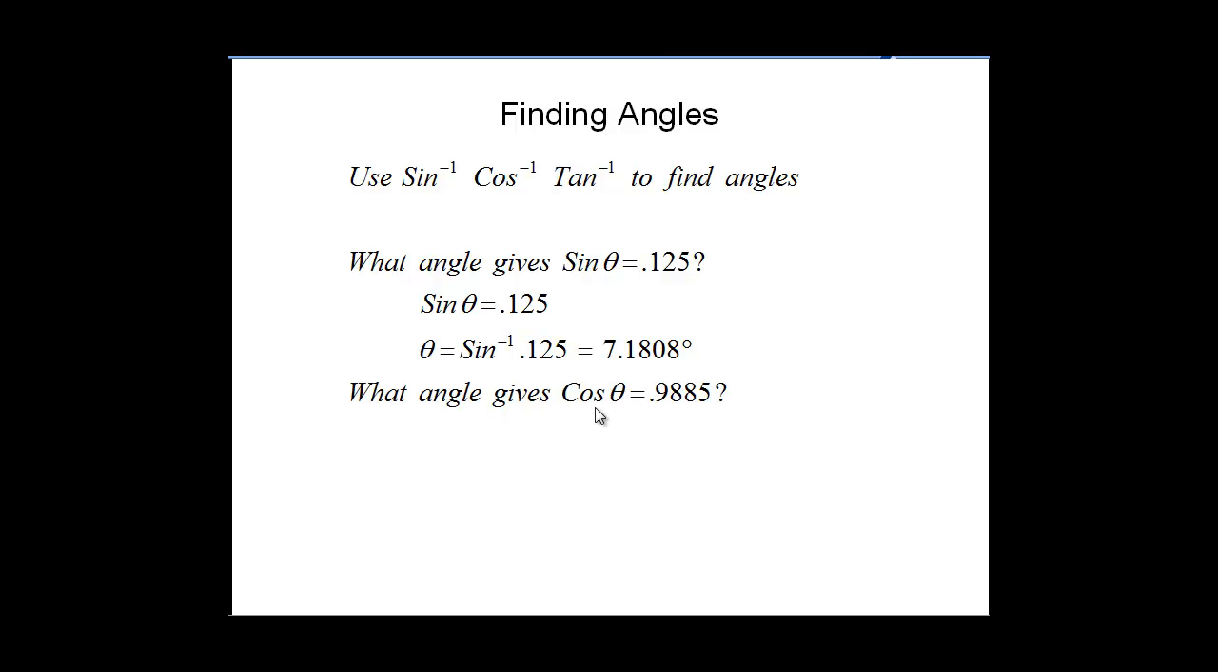And then what angle gives you cosine of 0.9855? Now, if the cosine is 0.9855, you move the cosine over. You don't divide by cosine. Division by cosine is secant. When you move cosine over, that's cosine inverse. So the cosine inverse comes over by the 0.9855. And cosine inverse of 0.9855 should be 9.6977.